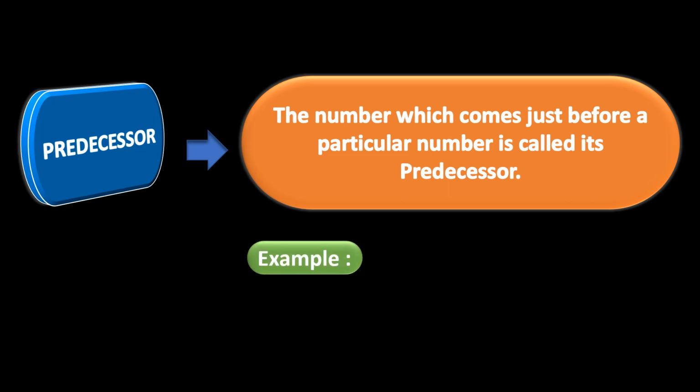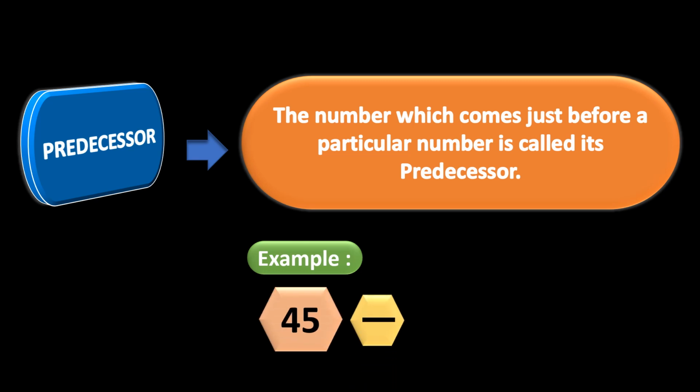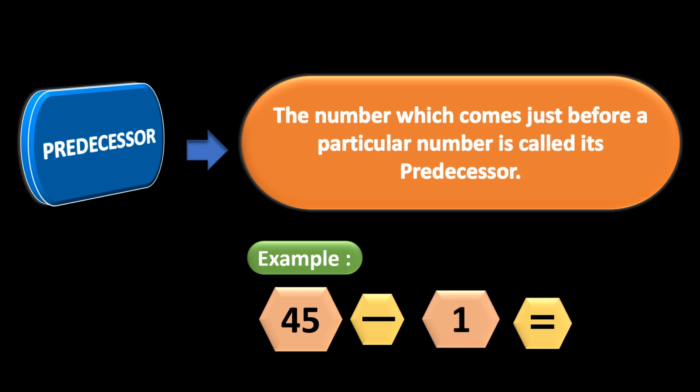For example, 45 minus 1 equals to how much? You need to take away 1 from 45. When you take away 1 from 45, what you get? It is 44. The answer what you get is 44. So 44 is the predecessor.